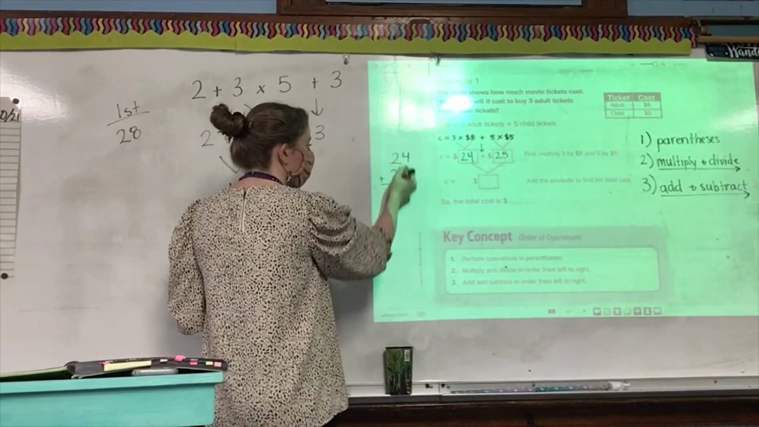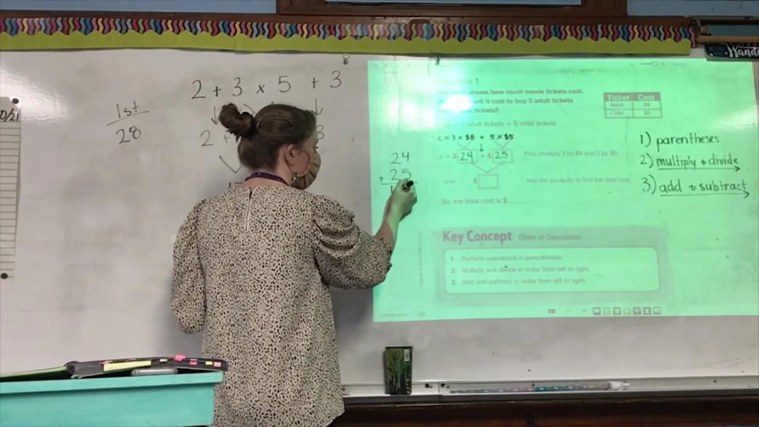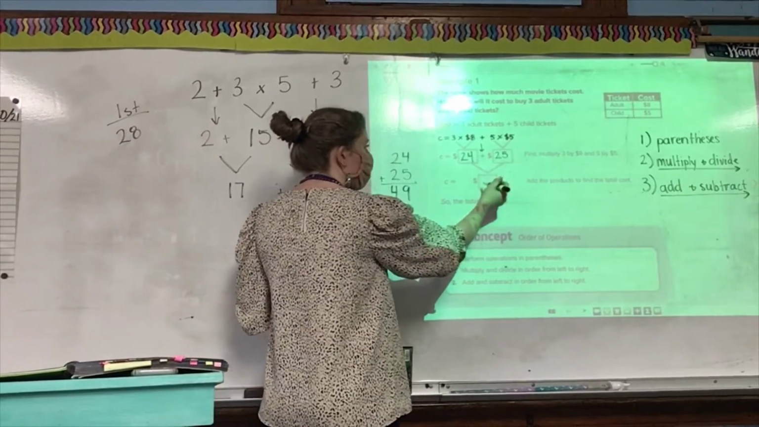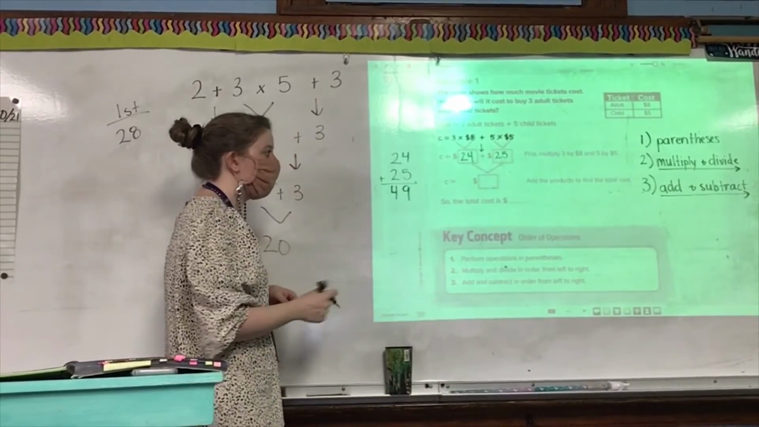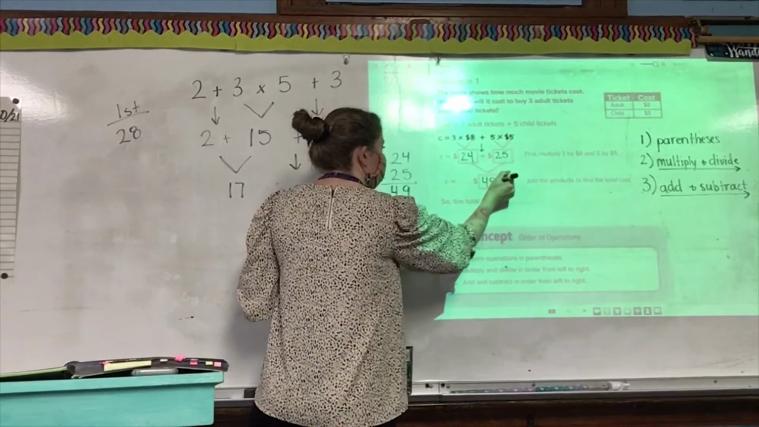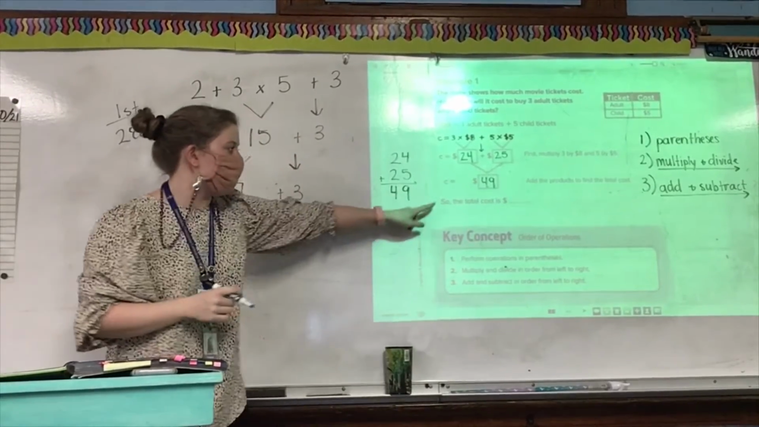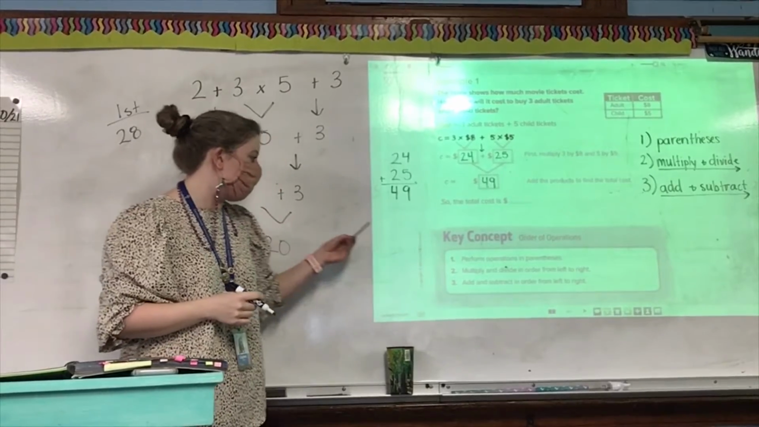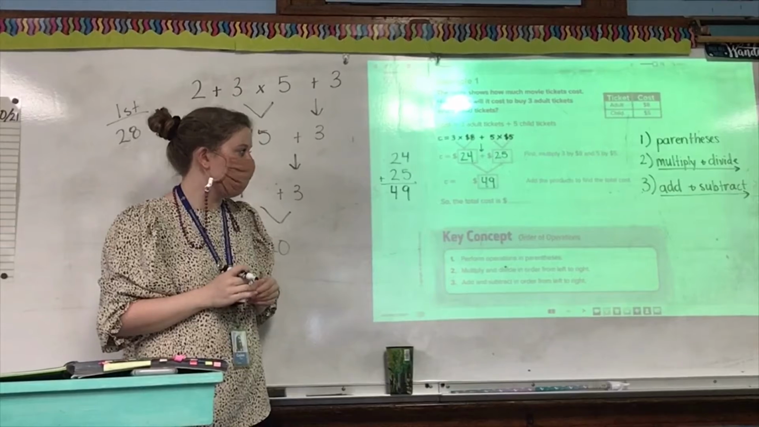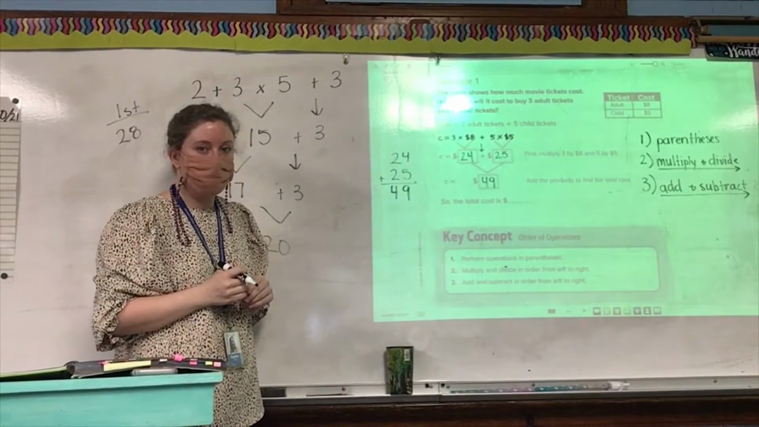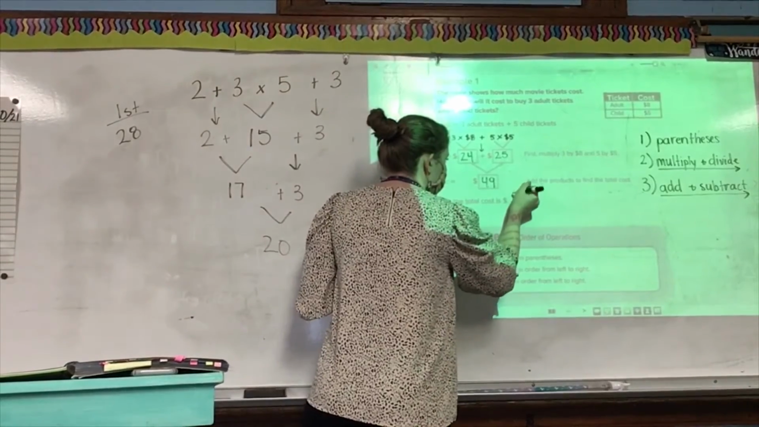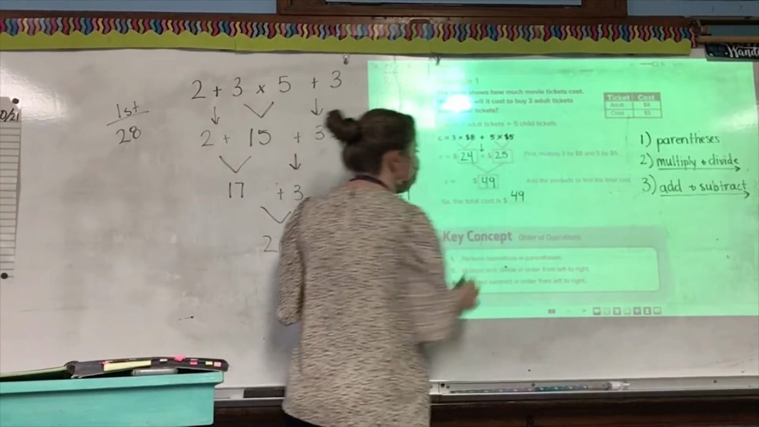4 plus 5 is 9. 2 plus 2 is 4. So that means all together, $24 plus $25 is $49. $49 in all. So somebody read this sentence right here and fill in the blank. Carla. So the total cost is $49. Good. So the total cost is $49.